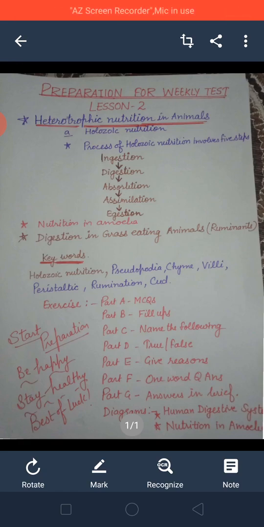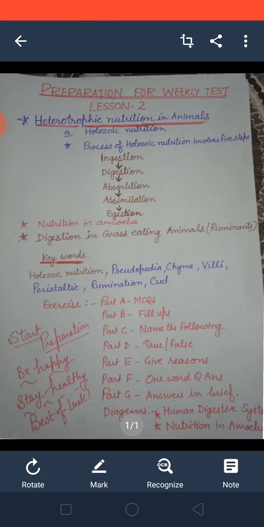How do you have to revise this lesson 2? First of all, you have read in this lesson about heterotrophic nutrition. What do you mean by heterotrophic nutrition? The mode of nutrition in which organisms depend on other organisms for food is called the heterotrophic mode of nutrition. It means animals can't prepare their own food, so they take food in solid or liquid form that contains complex nutrients, and these complex nutrients can't be used directly by the animals. So these complex nutrients need to be broken down into simpler forms that can be easily absorbed by the body, and the unabsorbed food is removed by the body as waste.